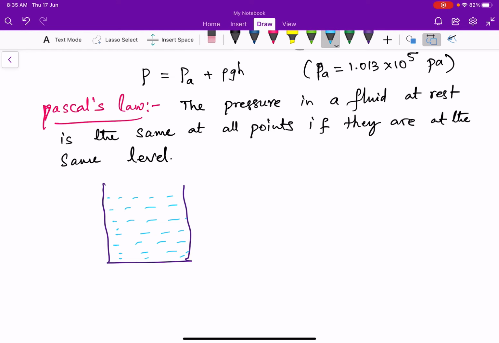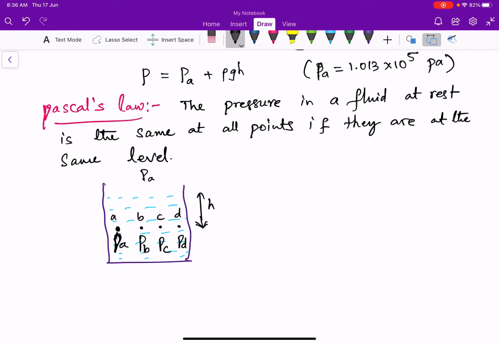Let the pressure at this point be PA, the pressure at this point be PB, the pressure at this point be PC, and the pressure at this point be PD. Points A, B, C, and D are at the same depth from the top surface.